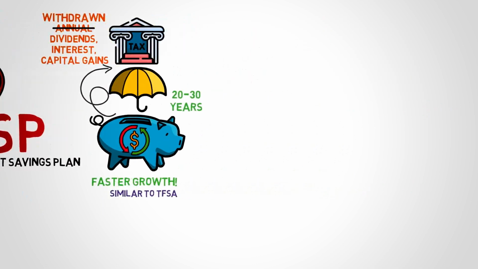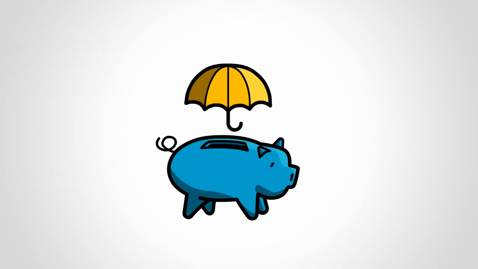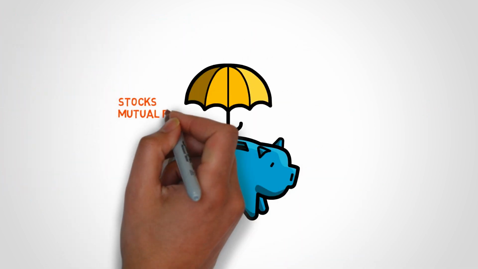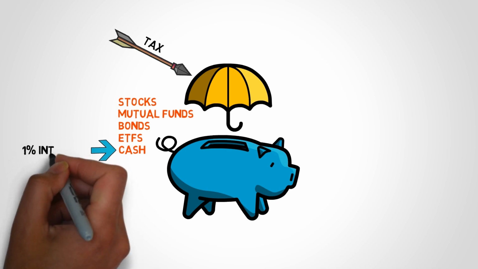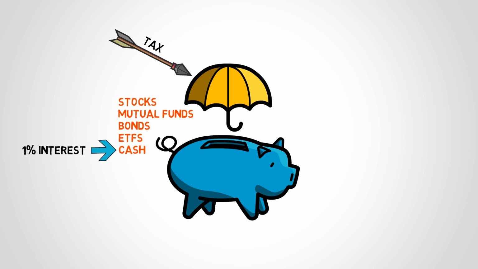In an RRSP, you can hold almost any form of investments like stocks, mutual funds, bonds, ETFs, and even cash. As long as these assets remain inside your RRSP, you won't be paying any tax on them. But I want to stress this point: just because you can hold cash in your RRSP, if you only put it in a regular savings account for the long term until you retire, you will earn at best 1%, which isn't even inflation these days.